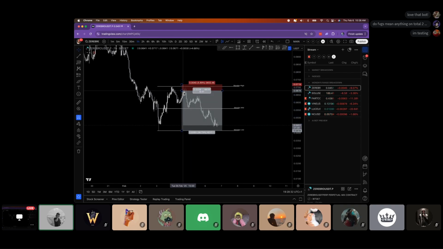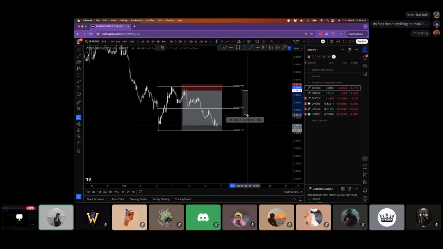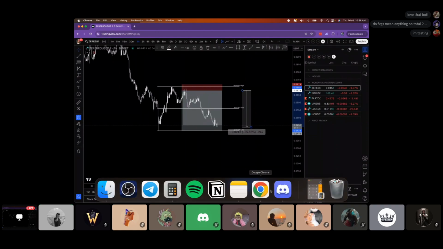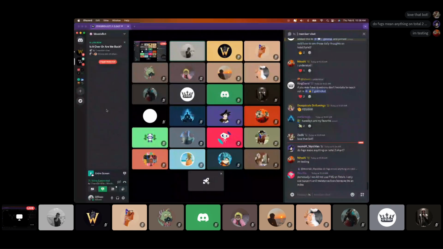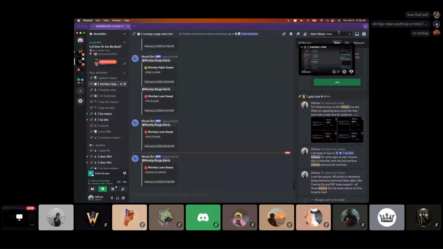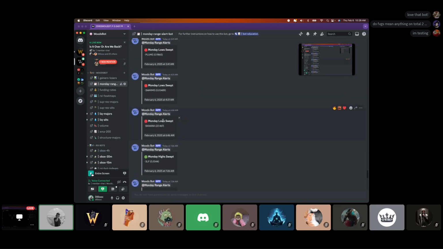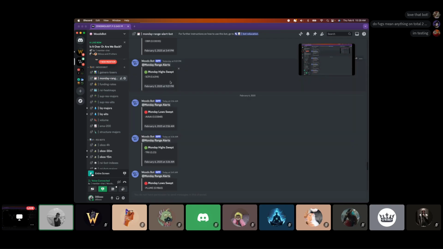But after that rejection and after these failed wicks, you can see here on the hourly, you're clearly rejecting, right? You can even have your stops above these wicks after it's all formed. But from one side to the other, this range is ridiculous. But that sweep alone, and that notification you would have received in the Discord here. So it's the Monday range bot. And you can see here, it's just going to show you Monday low or Monday high swept across all the alts.